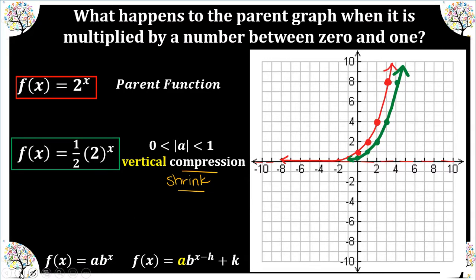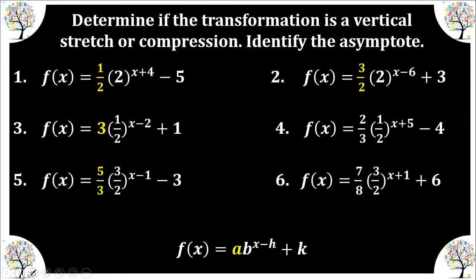So our A value tells us if we are reflecting or not. It tells us if we are going to have a vertical stretch, if it's more than 1, and we have a vertical compression if it's between 0 and 1. So let's look at these. Again, we're just looking at the A value. So here, this 1/2 tells us that we have a vertical compression.